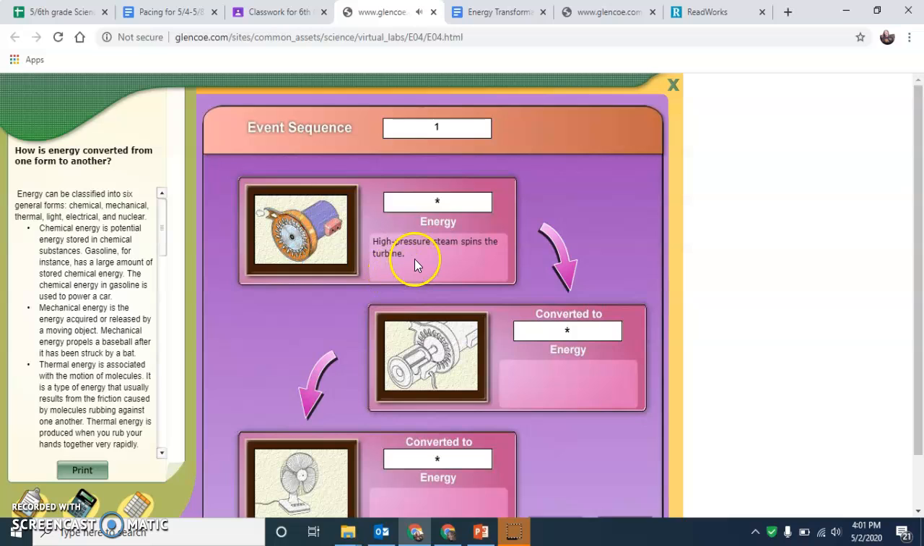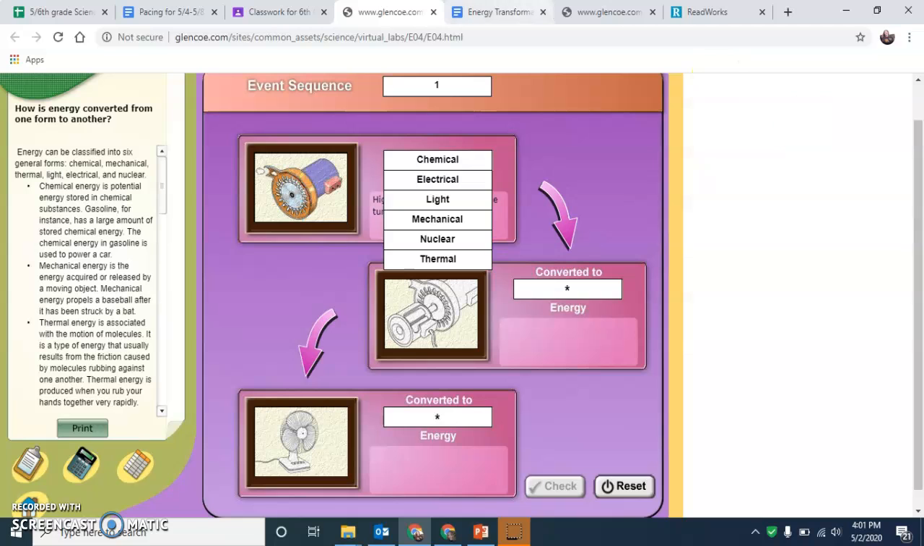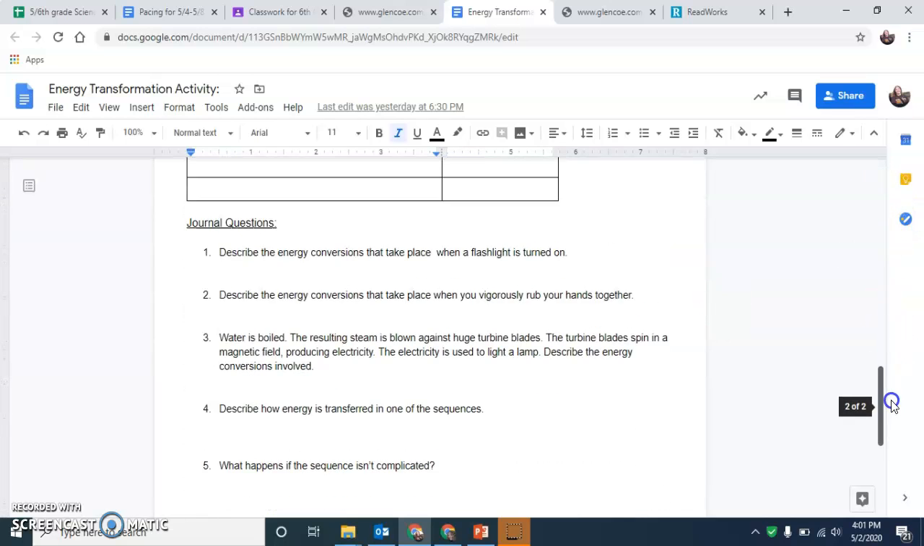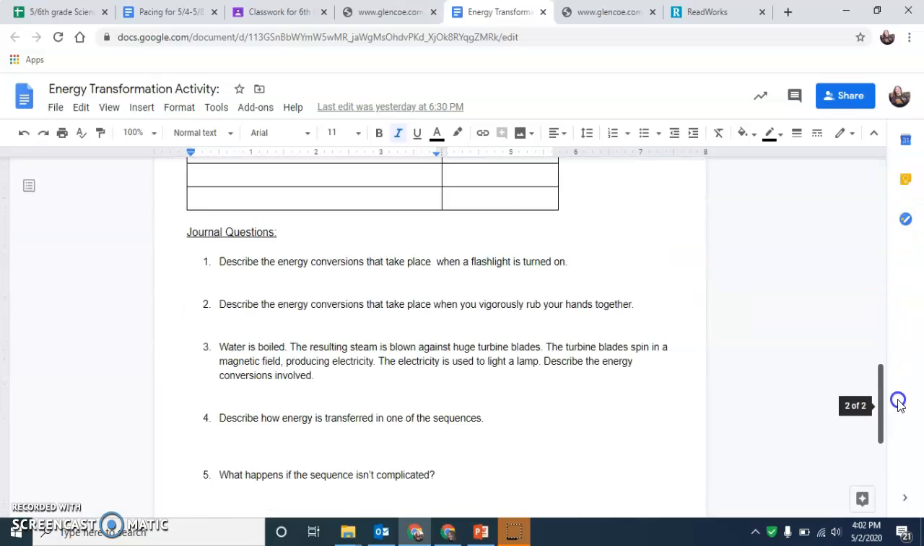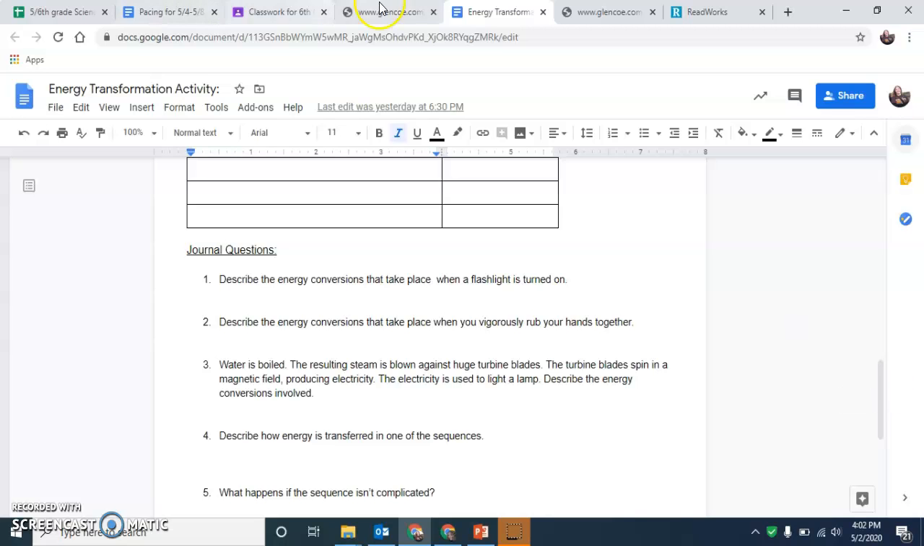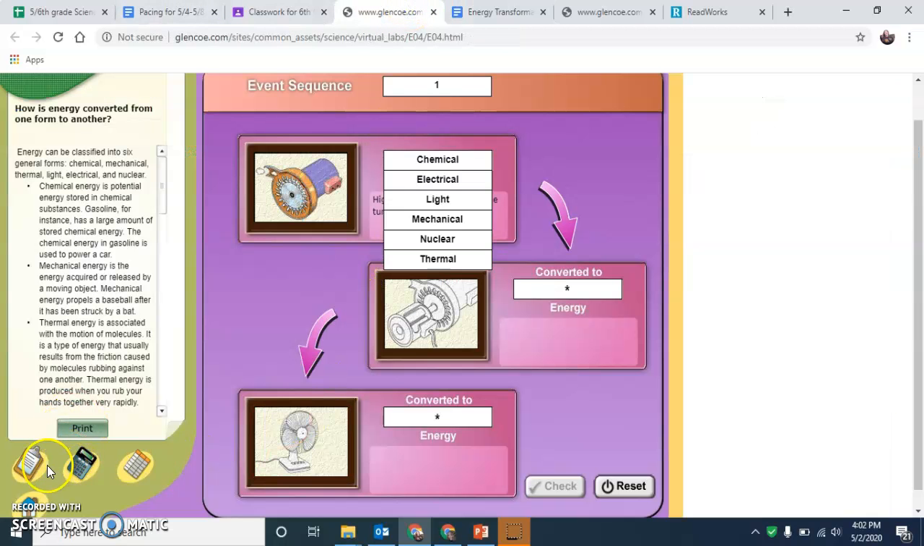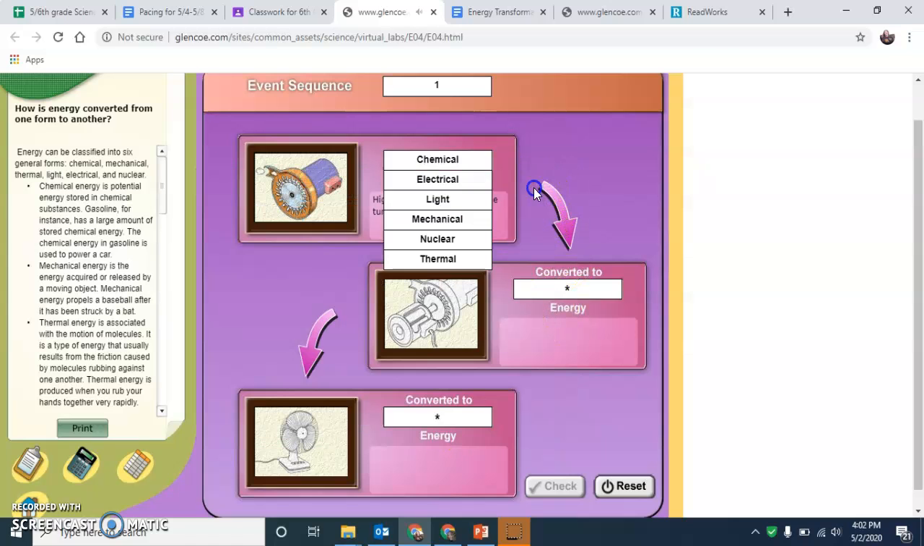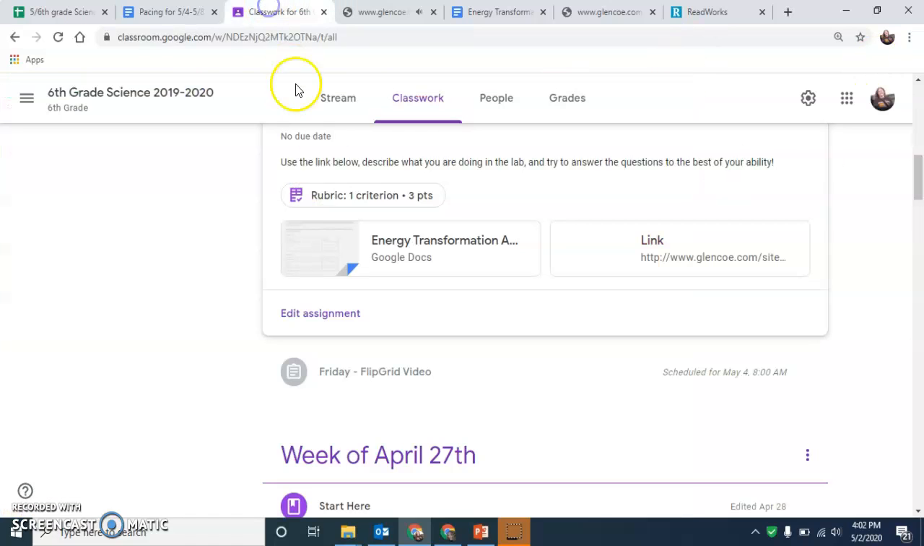So, a high pressure steam spins a turbine, and you're going to say what type of energy you think that is going to be. Then you click on to the other scenarios. It will tell you if you are correct or incorrect as you go through. At the end, there are just a couple of journal questions that I'm asking you to answer. They're called journal questions because the journal is right over here and has them, but I cannot see if you answer them in the activity.